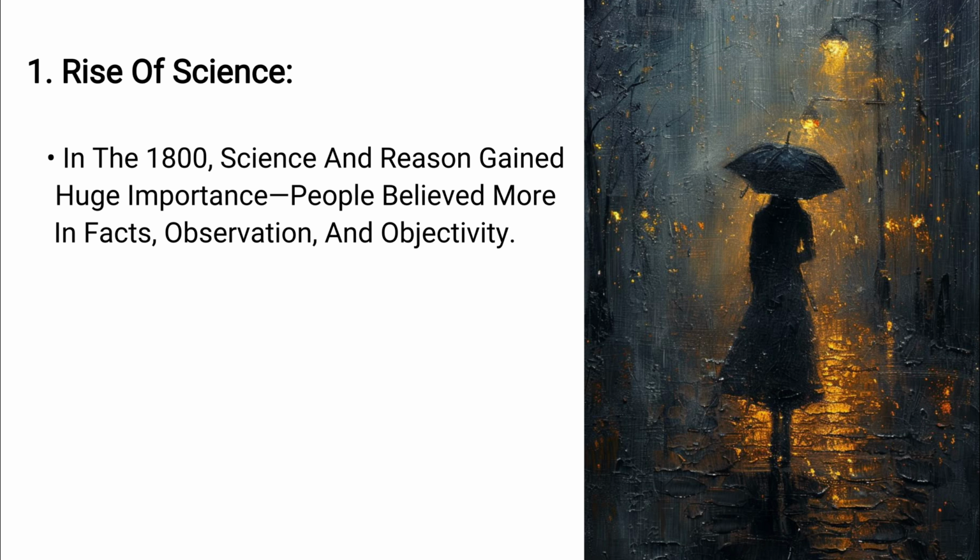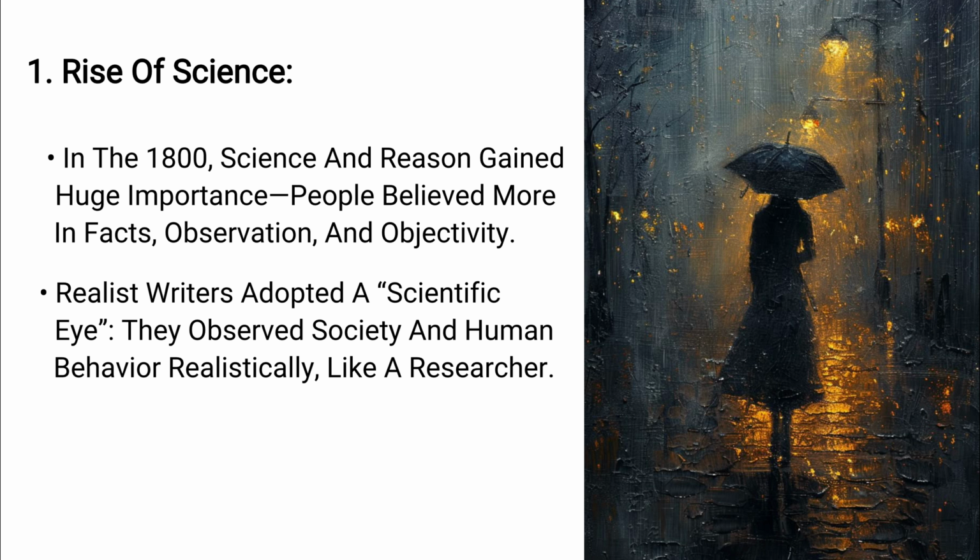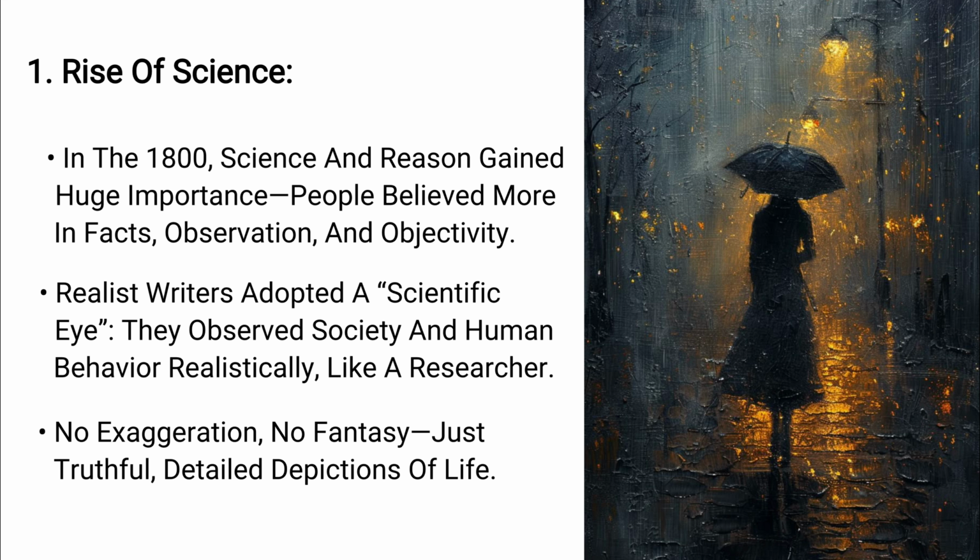Now, what were the historical and social reasons behind the rise of realism? Rise of science. In the 1800s, science and reason gained huge importance. People believed more in facts, observations, and objectivity. Realist writers adopted a scientific eye. They observed society and human behavior realistically, like a researcher. This meant no exaggeration, no fantasy, just truthful, detailed depictions of life.